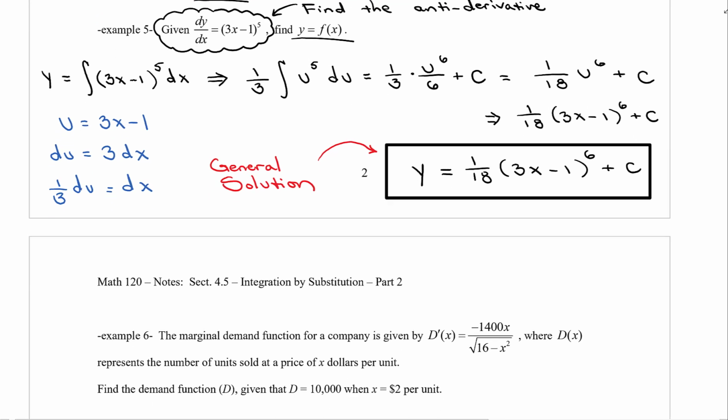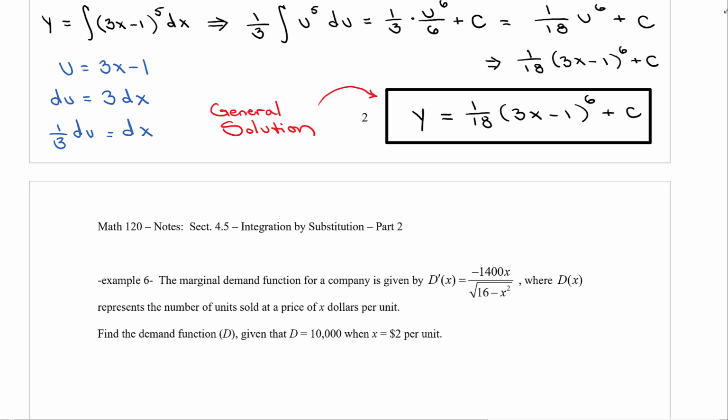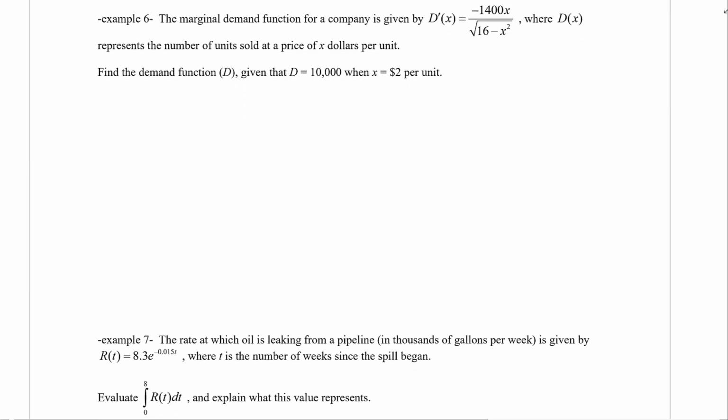Example 6. The marginal demand function for a company is given by d prime of x, which is equal to negative 1400x over the square root of 16 minus x squared, where d of x represents the number of units sold at a price of x dollars per unit. Find the demand function d, given that d equals 10,000 when x equals $2 per unit.